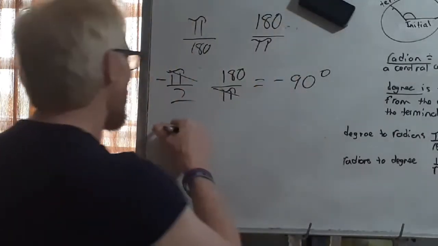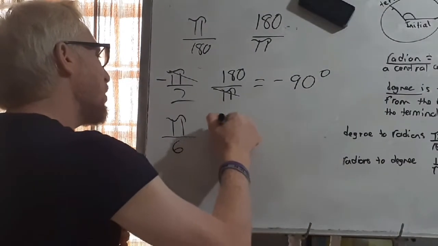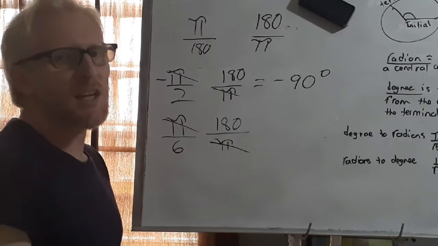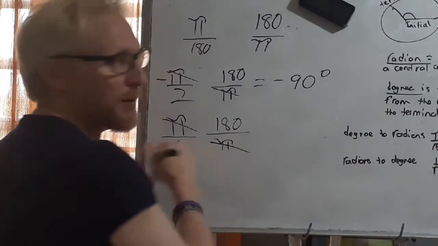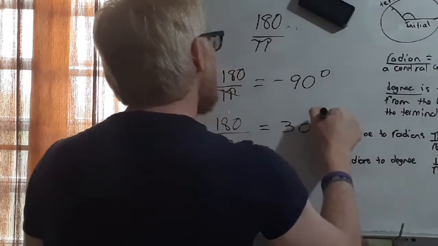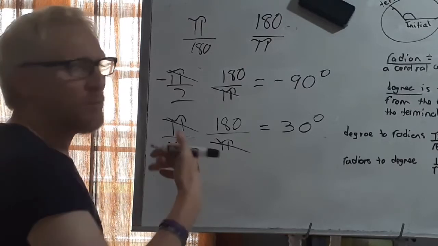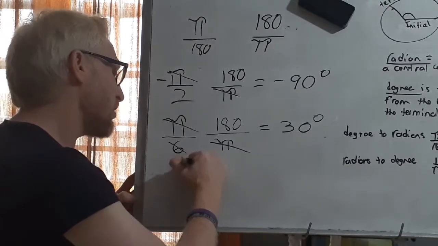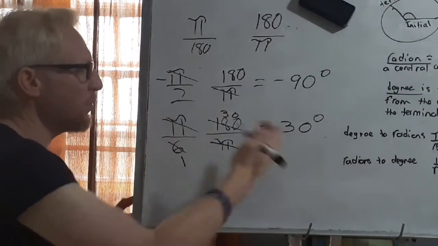If I want to do the same thing with pi over 6, I do the same thing, 180 over pi, and then the pi's cancel out, and I have 180 and 6, which also cross cancel. 6 divided by 6 is 1, 180 divided by 6 is 30, so this would be 30 degrees. Again, what I did here was cross cancel 180 and 6 by 6, because 6 divided by 6 is 1, and 180 divided by 6 is 30. And then 30 over 1 is 30 degrees.